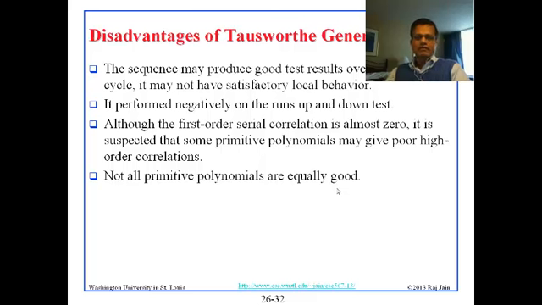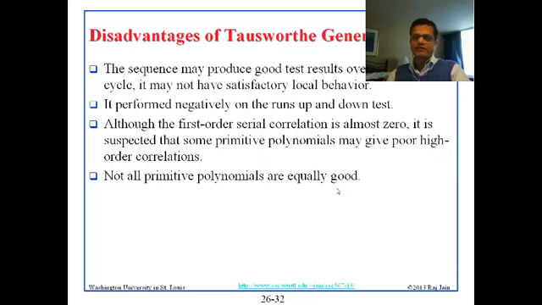Now what are the problems? The first problem is that while people have tested it for a complete cycle, if you just take a part of a cycle, it may not be as good as a complete cycle. So it may not be totally random. And it performed negatively on one particular test, which is called the runs up and down test. Unfortunately, we will not go through the tests in this class, but there are many tests in the book which talk about how to test random number generators. One of the tests is runs ups and downs.